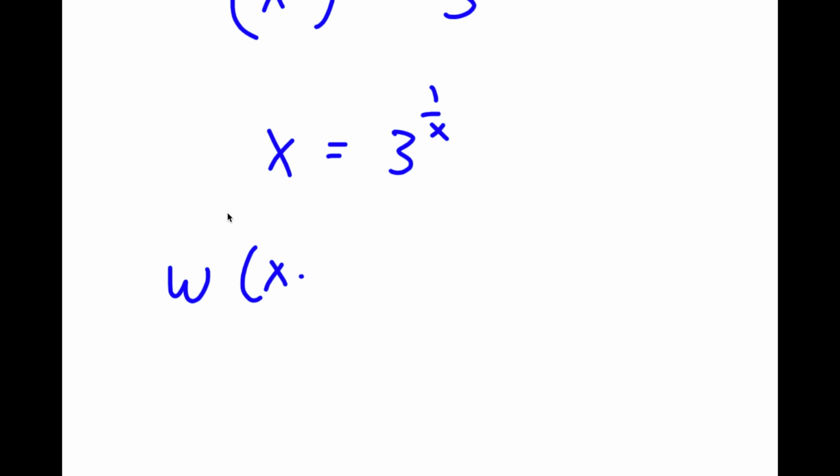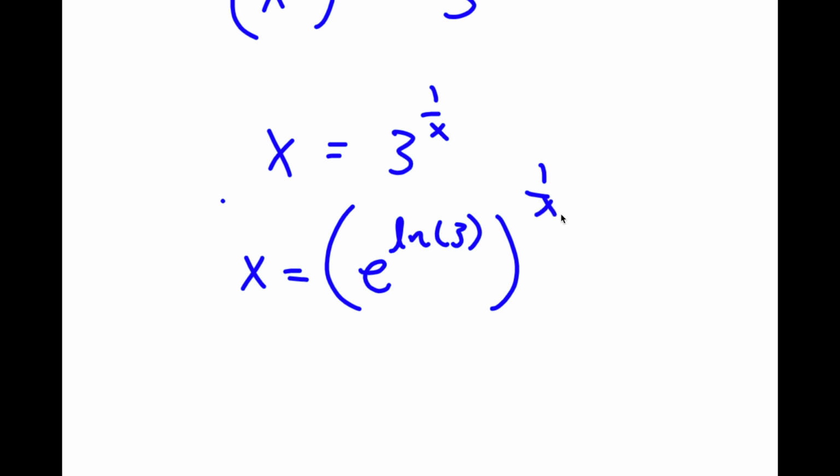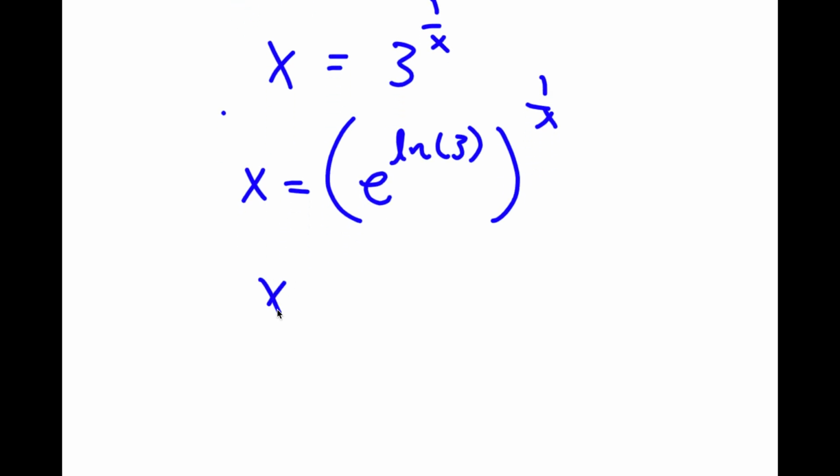Or actually, before doing that, I'm going to rewrite 3 to the power of 1 over x as e to the power of ln 3, to the power of 1 over x. And e and ln, these two cancel out, so e to the power of ln 3, that's the same thing as 3. And now, this is the same thing as e to the power of ln 3 over x.